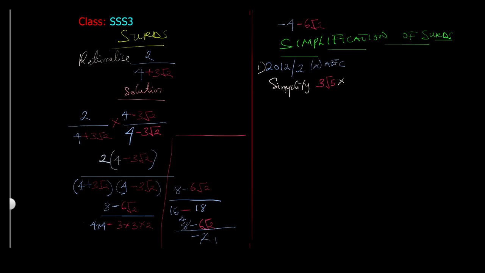All right, let's still take the question. 3 square root of 5, times 4 square root of 6, all over 2 square root of 2, now times 3 square root of 3.